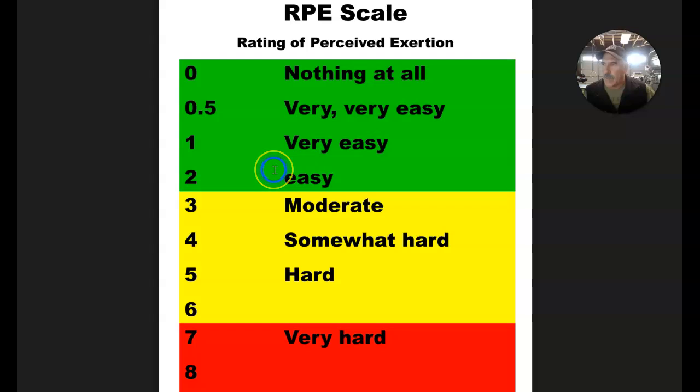And then when we hit zone 2, it's still easy, but there's a little more effort. You can still easily maintain a conversation, but you may notice the breathing a little bit more. And then you're comfortable in zone 3, but it's starting to feel like a little bit more effort. Breathing becomes a little bit faster. And then you get into zone 4. Now you're working hard, but you can still maintain a pace without too much discomfort.